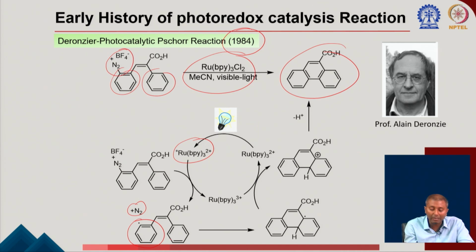Now this phenyl radical is coming in and it is going to add to this aromatic ring here. Generation of this radical, and further the ruthenium will now take back the electron, which will generate a positive charge here, which will go for a hydrogen abstraction, where a proton is going to be taken from here, and that is going to form the corresponding phenanthrene.